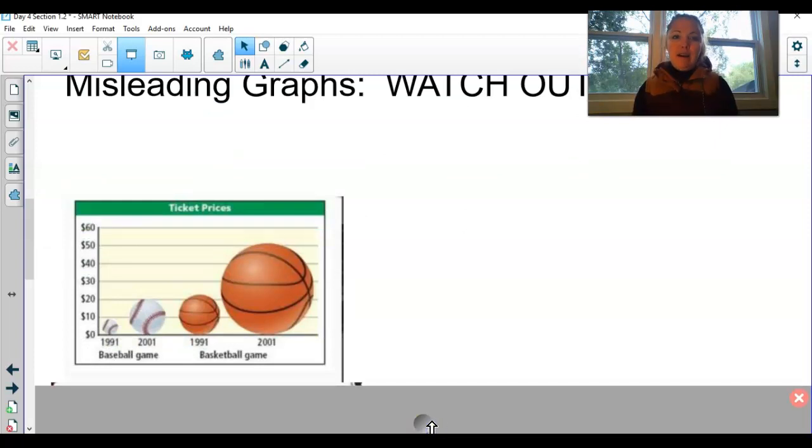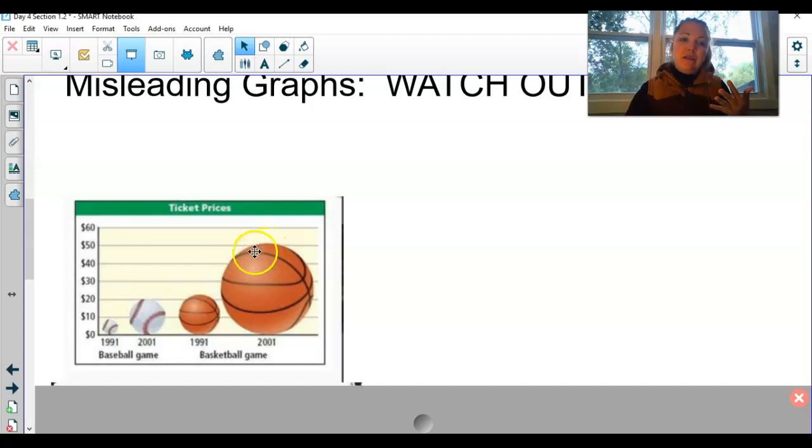So I have a graph right here, and if I was in class, I would say, okay, what do you guys notice about this graph, okay? And people would say, oh, well, it's old, 1991 to 2001. We're talking about ticket prices for a baseball game versus a basketball game. They're comparing, so I would get a lot of these things happening. And then someone might raise their hand, or I might kind of clue you and say, well, what do you notice about the difference? It looks like there's a bigger increase, right, between basketball from 1991 to 2001 versus baseball, okay? So from $10 to $20 versus 20, well, a little bit over 20 to about 50.